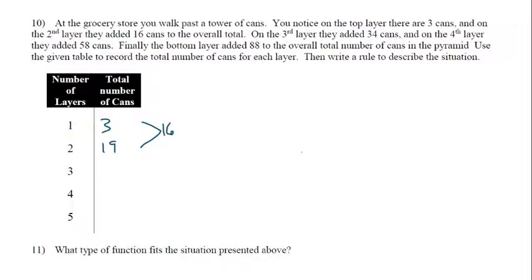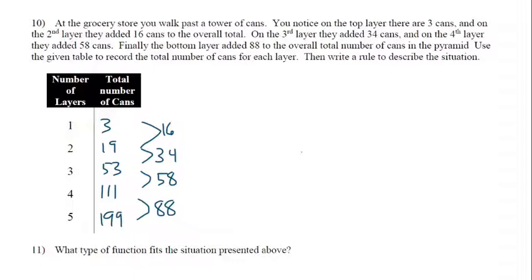So I'm just going to go ahead and start finding my differences. On the third layer, they added 34 cans. So 34 plus 19 is 53. On the fourth layer, they added 58 cans, which 53 plus 58 is 111. So if it was 4 tiers tall, there'd be 111 cans. And on the fifth layer, they added 88 cans. So 111 plus 88 is 199 cans.